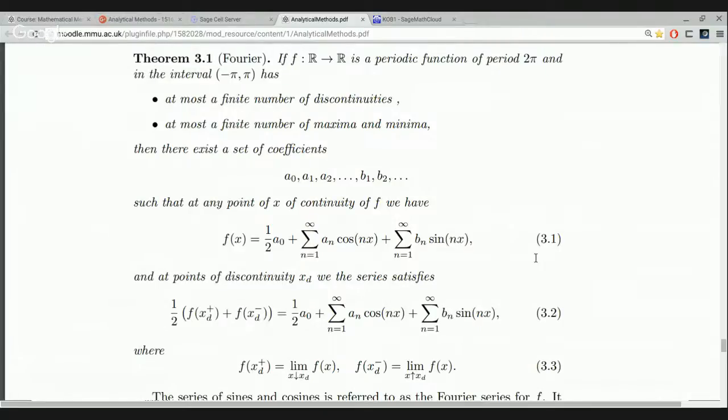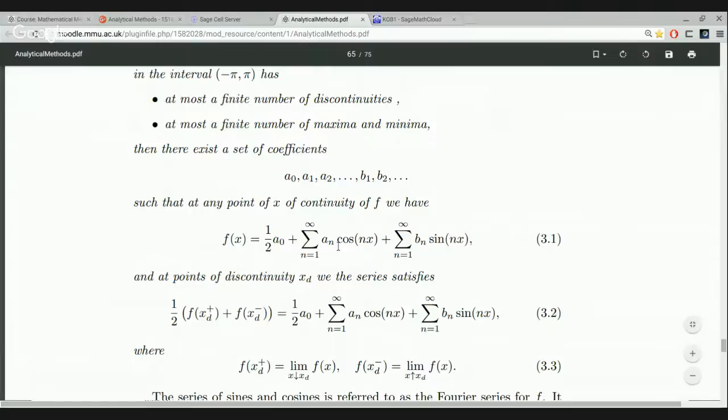We're talking about periodic functions on the interval minus pi to pi, and satisfying some other well-behaved properties. The function can't be too strange. You only have a finite number of discontinuities on that interval, a finite number of minimums and maximums on that interval. But that's most everyday functions.